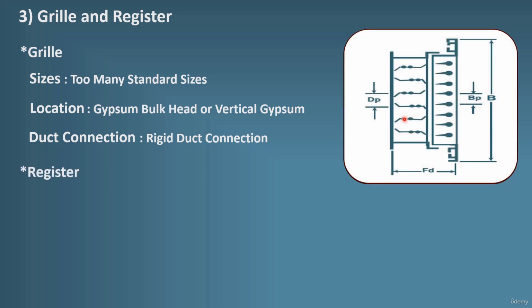What is the register? It's the same as a grill, but with a volume control damper. We will talk about dampers in the coming lectures as well. But we put a volume damper on the grill, and after placing the volume damper, we call it a register. And we use the volume damper to control the flow.